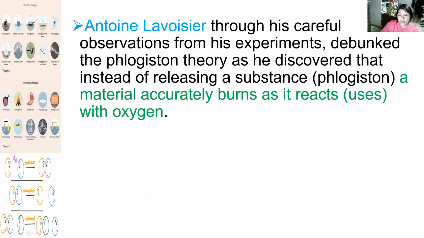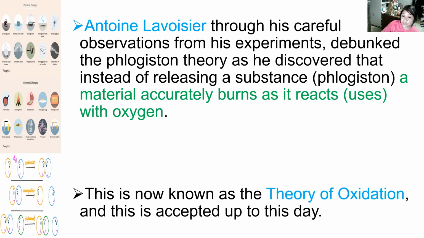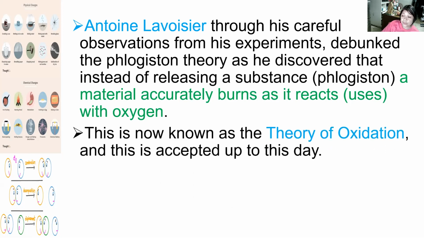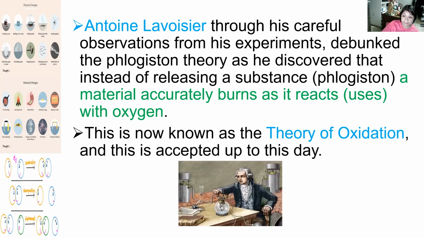Antoine Lavoisier, through his careful observation from his experiments, debunked the phlogiston theory, as he discovered that instead of releasing a substance, phlogiston, a material actually burns as it reacts or combines with oxygen. This is now known as the theory of oxidation, and this is accepted up to this day. And that is Antoine Lavoisier with his theory of oxidation.